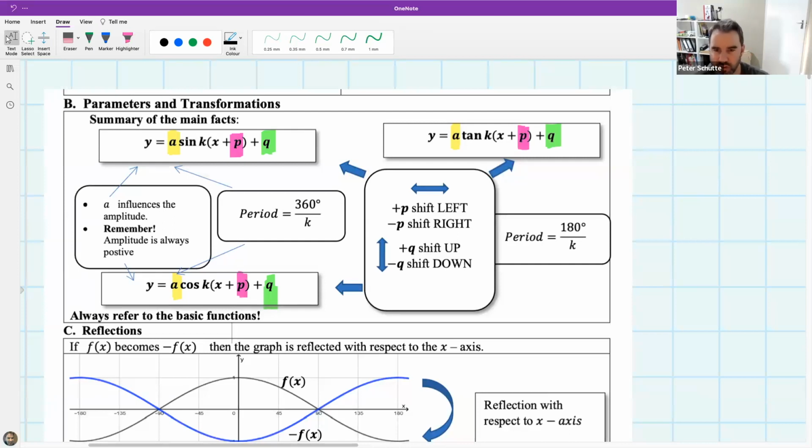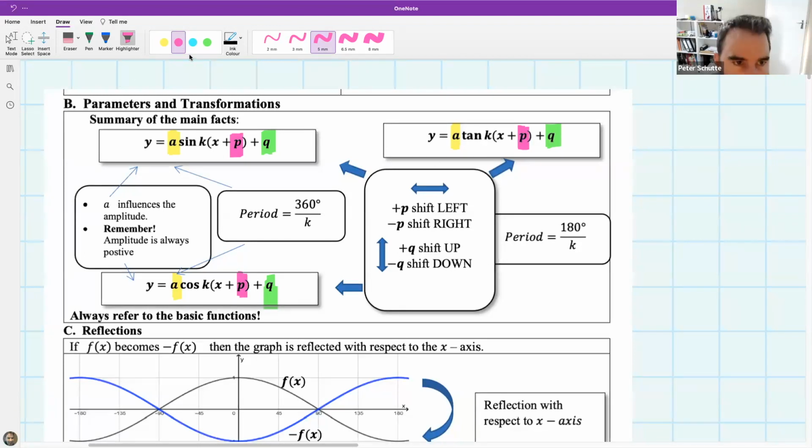These are transformations of the basic trig graphs. What does the plus P have to do with? Pop your answer in the chat. Okay, keep them coming. Can you still see the screen? Yes, we can still see it. Okay. Cool. So the P value shifts the graph left or right, and it's what we call the horizontal shift.